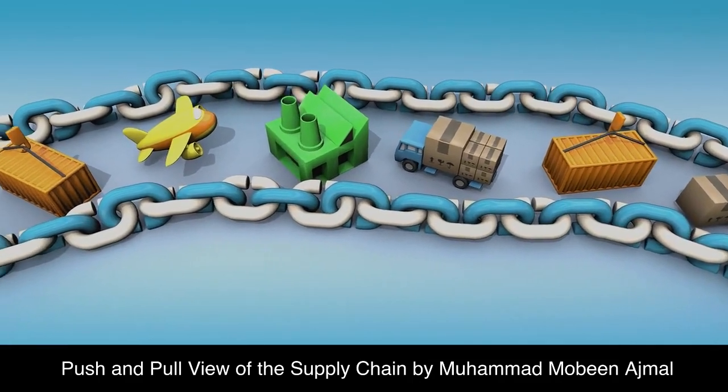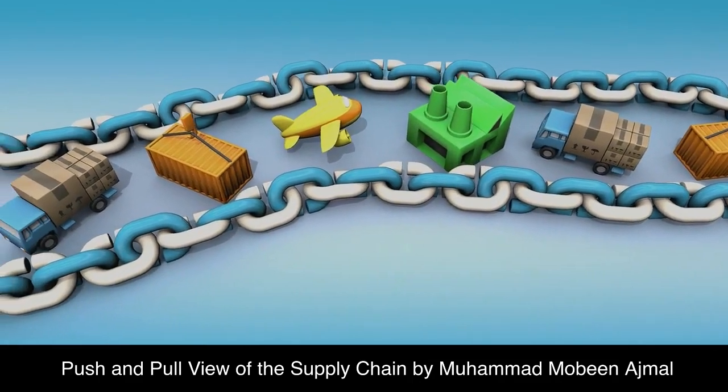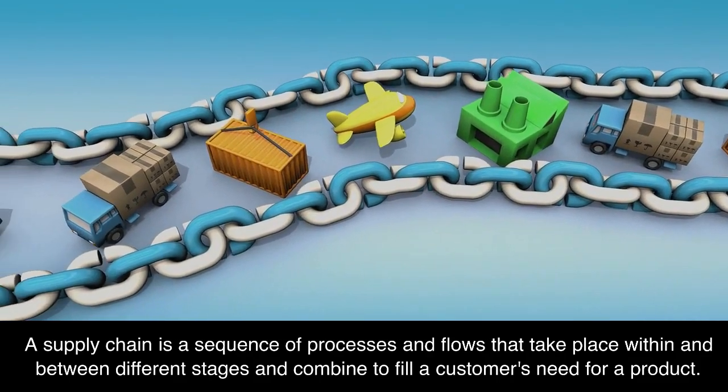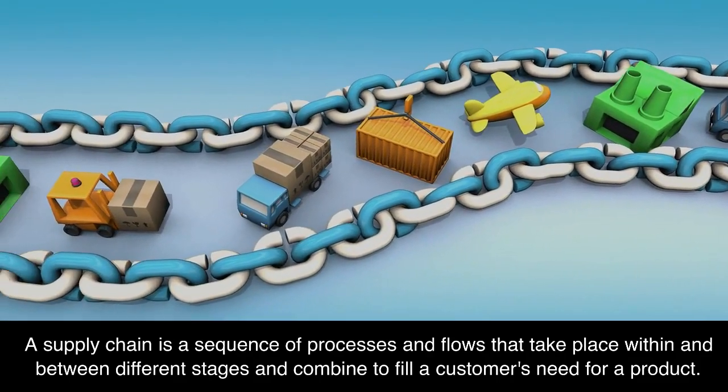Push and pull view of the supply chain by Mobeen Ajmal. A supply chain is a sequence of processes and flows that take place within and between different stages and combine to fill a customer's need for a product.